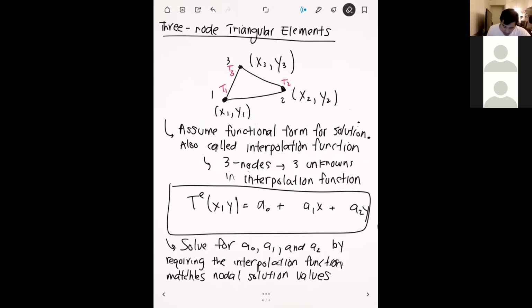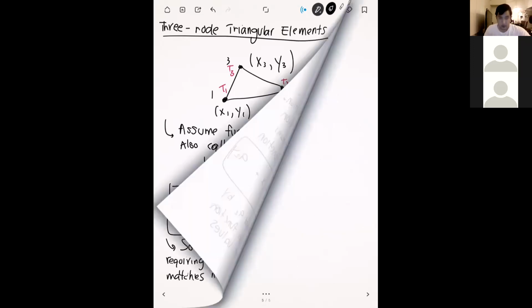And so what we're going to have on the next page is a system of 3 equations and 3 unknowns to solve for A0, A1, and A2. All right. Any questions on this before I turn the page? So let's write our system of 3 equations. The first one is we have to match the solution at node 1. And so what we can say is that TE at coordinates x1 and y1, because remember, those are the coordinates for node number 1, then if we're at that location, our temperature solution has to be T1.